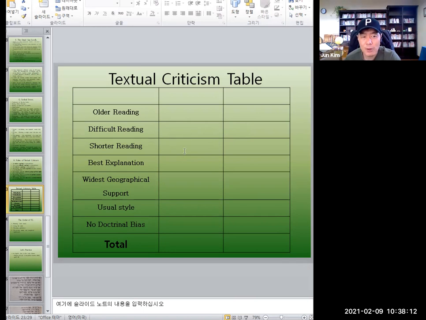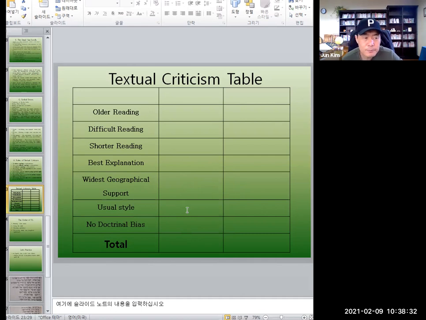What about the shorter reading? Of course, BHS. Best explanation, maybe we will just leave it without having any. Why this geographical support? It's only the Septuagint. So I would rather give the support for BHS.